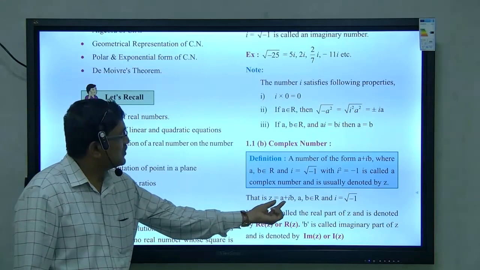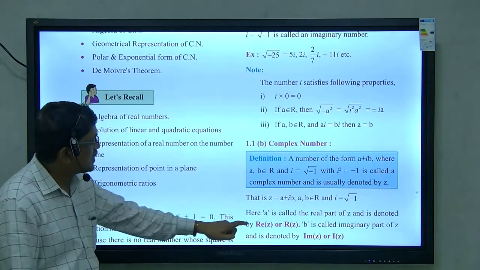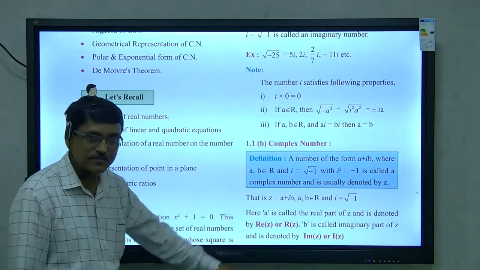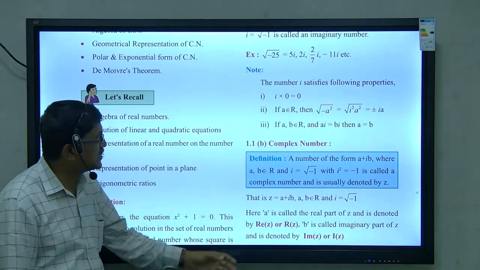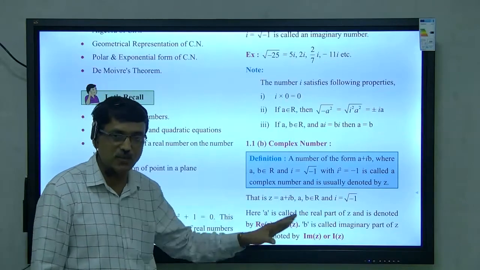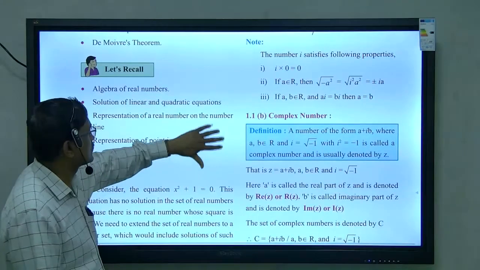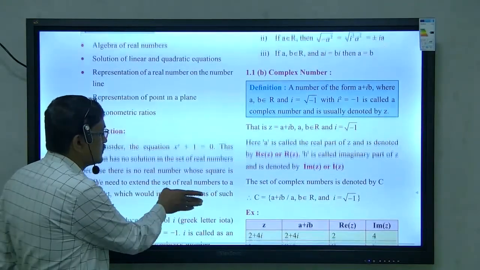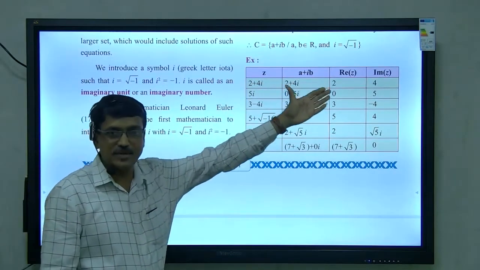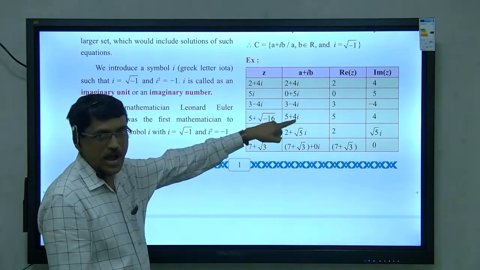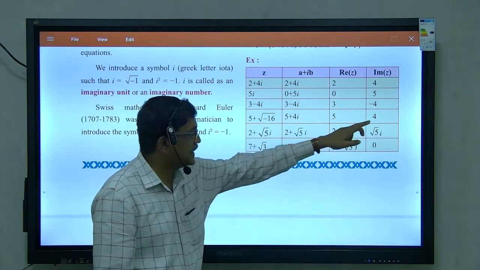The first part, which does not contain i, is the real part. a is the real part of the complex number, Re z. Imaginary part, that is the coefficient of i, b is the imaginary part, Im z, of a complex number. Next, see some examples of complex numbers and their real parts and imaginary parts. For example, 5 plus 4i. Real part is 5, imaginary part is the coefficient of i, it is 4.